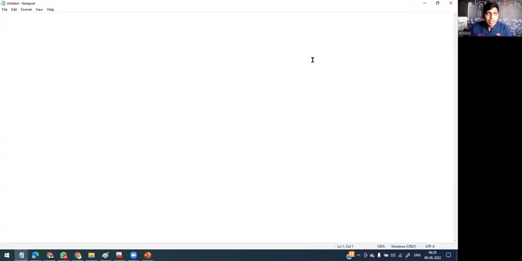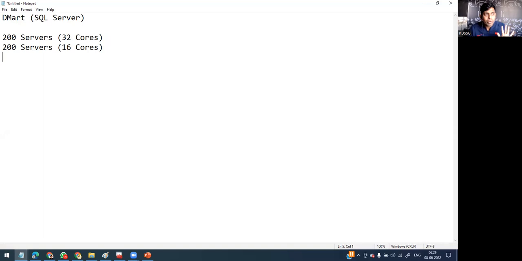Let's say you're working for the DMart project. Assume DMart is using SQL Server. For example, DMart has nearly around 400 servers, meaning 400 high-end machines. Each server will definitely have some cores in it. Let's assume, as an assumption, that on average every server has 16 cores. Or, to make it mathematically a little more interesting, out of 400, 200 servers have 32 cores and 200 servers have 16 cores.